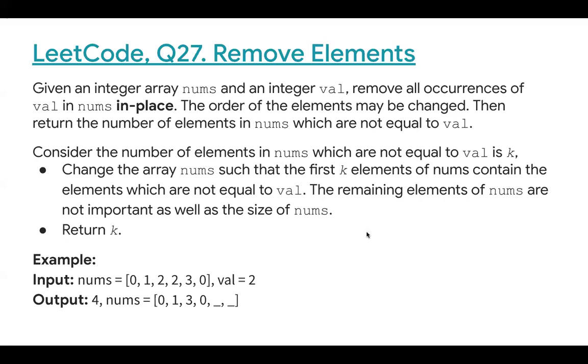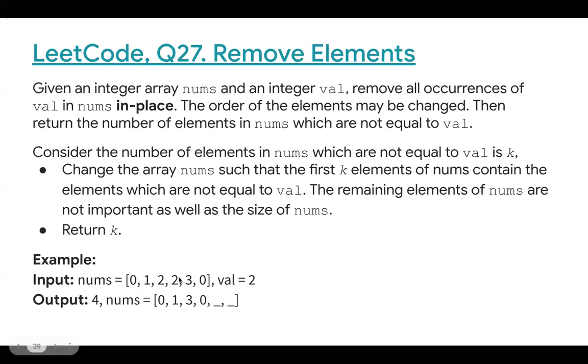Consider the number of elements in this array which are not equal to val is k. So we change this array such that the first k elements contain the elements which are not equal to val, which is the same as saying we remove all the elements that are equal to val, right? And at the end, we need to return k, which is the number of elements that are not equal to val, right?